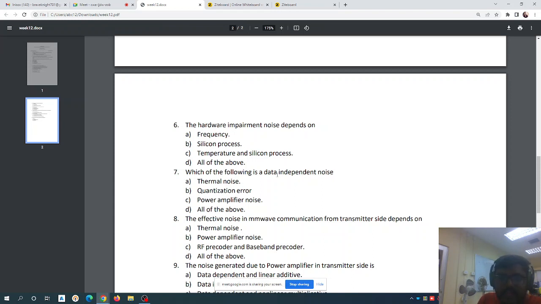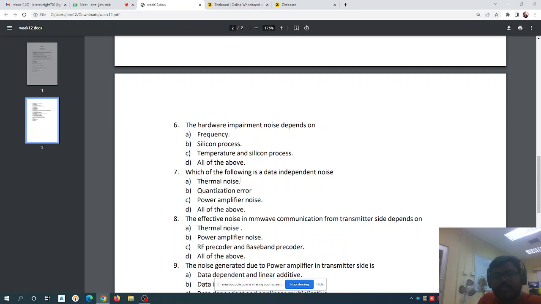Sorry, it is said that the data is independent of noise. So see, quantization error is dependent on what data you are feeding into the system. From that the quantization error comes, so it is not independent of data. And power amplifier noise is also not, because a power amplifier has certain characteristics: over some range of frequency it behaves linearly, and after that it behaves non-linearly. But thermal noise, we don't have any control over it. You send some signal and it completely depends on the electrons' collision and their movement.